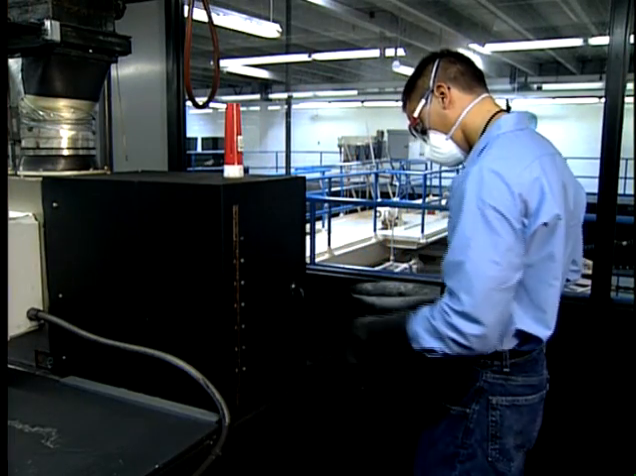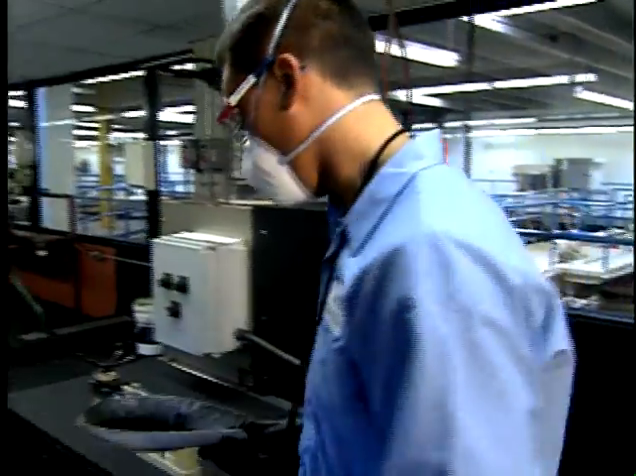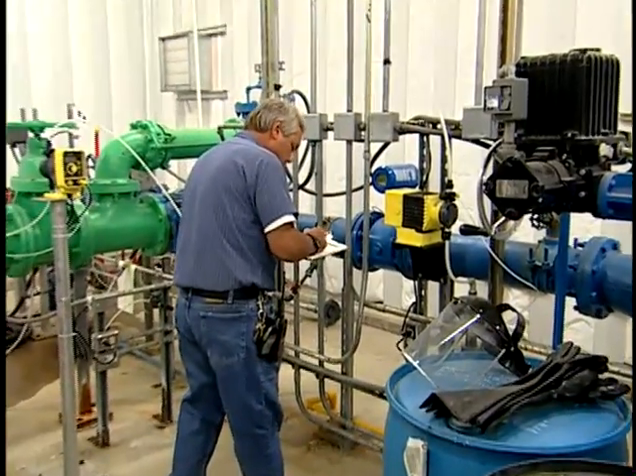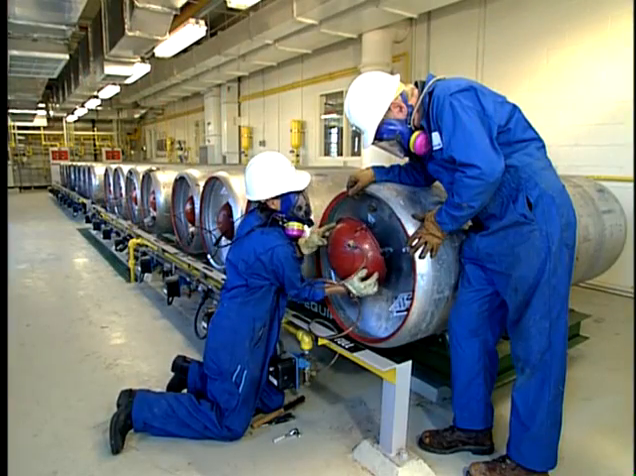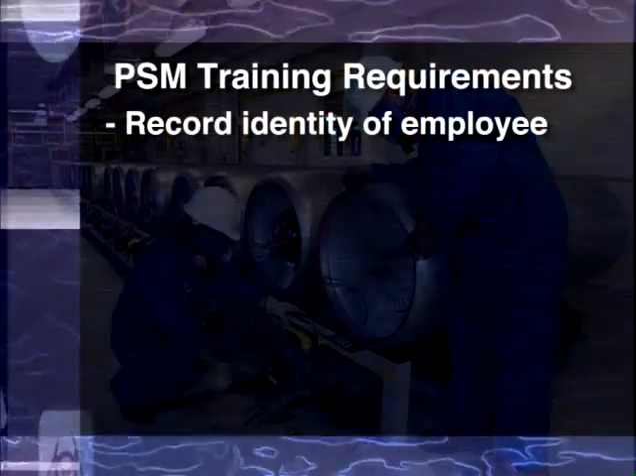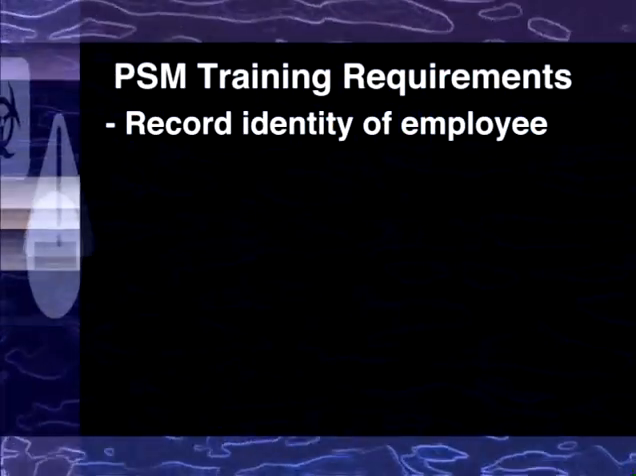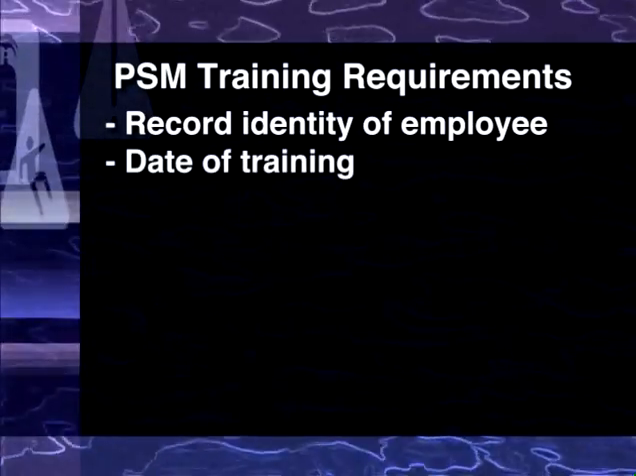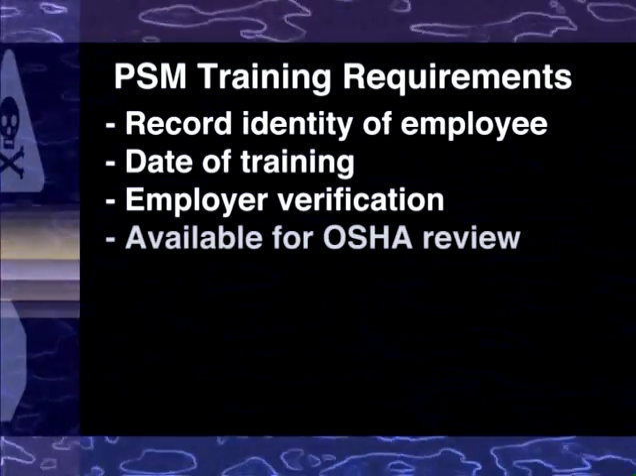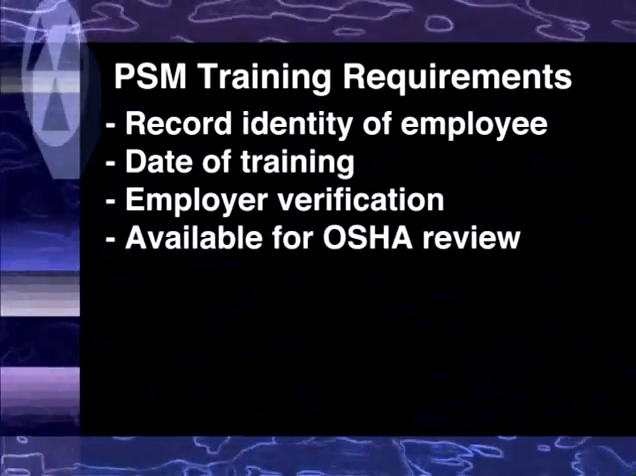PSM requires that each employee presently involved in operating a process or a newly assigned process must be trained in an overview of the process and its operating procedures. Refresher training is to be provided at least every 3 years, or more often if necessary, to ensure that the employee understands and adheres to the current operating procedures of the process. A record must be kept containing the identity of the employee, the date of training, and how the employer verified that the employee understood the training. Again, available for OSHA review.